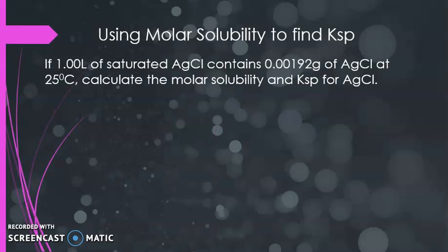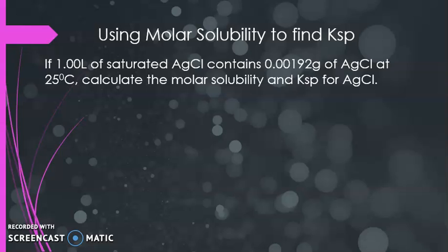Our first example is going to be dealing with a saturated silver chloride solution. Theoretically, if we have a 1 liter saturated silver chloride solution, it contains 0.00192 grams of silver chloride at 25 degrees Celsius. We're asked to calculate both the molar solubility and also the KSP value for silver chloride.